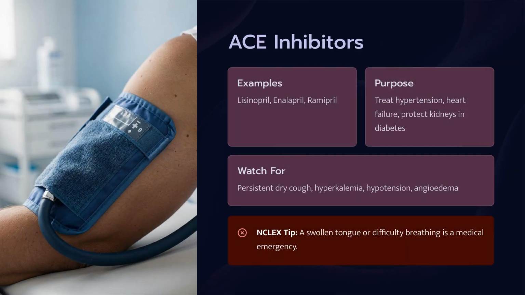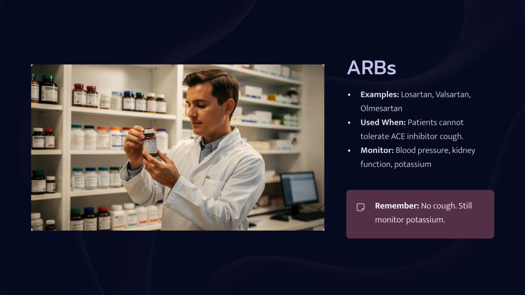ACE inhibitors, ending in pril, are used to treat hypertension and heart failure. Watch for side effects like a persistent dry cough, hyperkalemia, or angioedema. Remember, a swollen tongue or difficulty breathing is a medical emergency. ARBs, or angiotensin II receptor blockers, end in sartan. These are used when patients cannot tolerate the cough caused by ACE inhibitors. Monitor blood pressure, kidney function, and potassium levels.